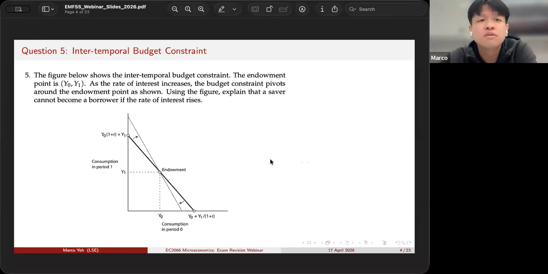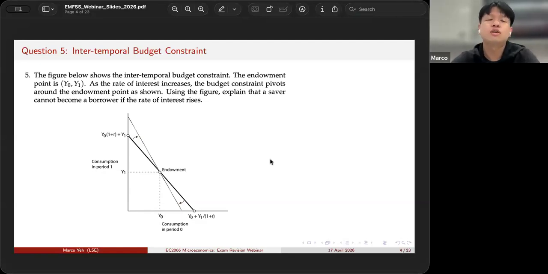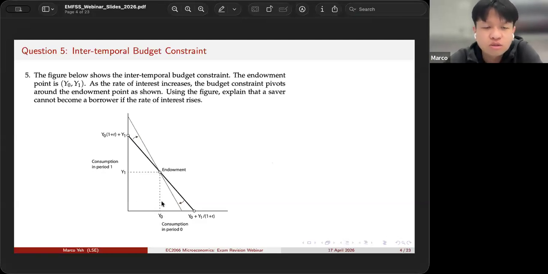Okay, so let's just read the question and then approach the solution that I suggest you to do. The figure below shows the intertemporal budget constraints. The endowment point is Y0 and Y1. So time 0 is the period for today. Time 1 or period 1 is the period for tomorrow or for your future. You only live for 2 periods for simplicity. As the rate of interest increases, the budget constraint pivots around the endowment point as shown.